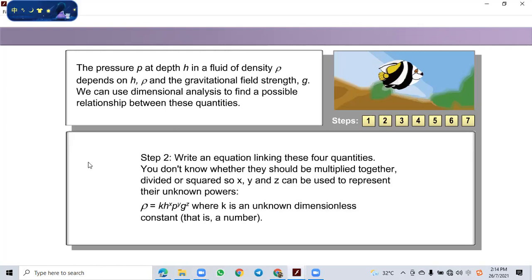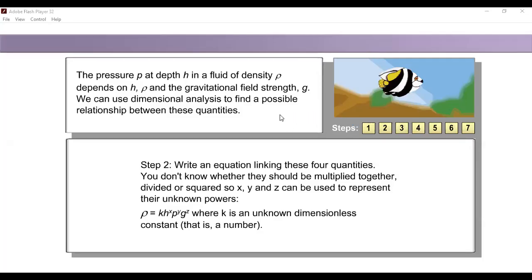Step 2, write an equation linking these four quantities. Sorry for the internet problem just now. You don't know whether they should be multiplied together, divided, or squared. So x, y, and z can be used to represent their unknown powers. That means P is equal to a constant times h, rho, g, where we don't know how many h, how many rho, how many g. We use the powers x, y, z.